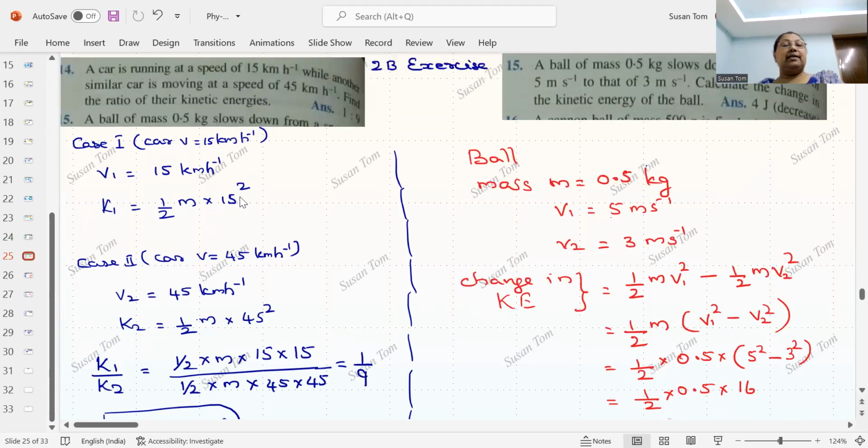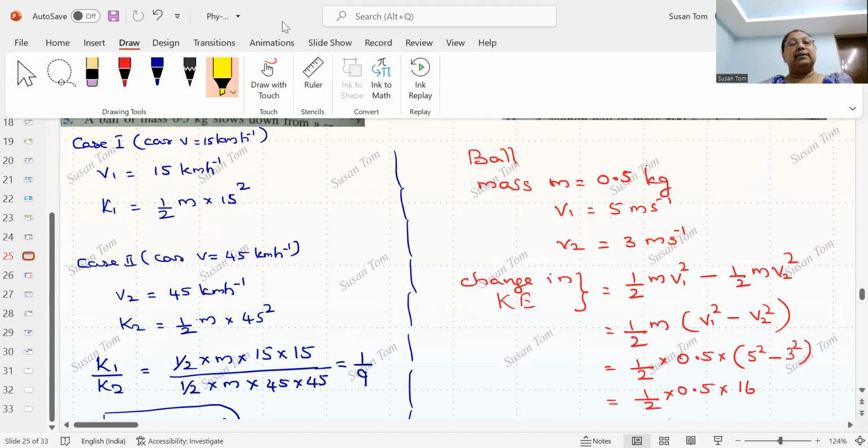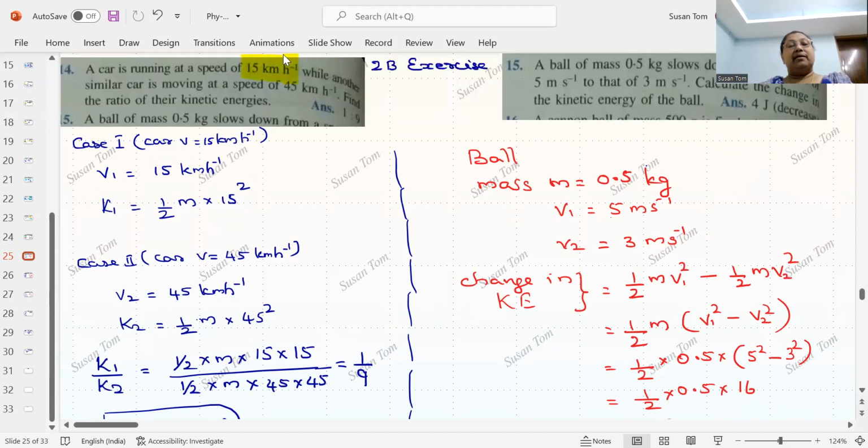Next, a car is running at a speed of 14 km per hour. Speed, remember it's in kilometer per hour. While another similar car is moving at a speed of 45 km per hour. Find the ratio of their kinetic energies. Since the ratio is asked, you don't have to convert kilometer per hour into meter per second. Similar units will be cancelled.